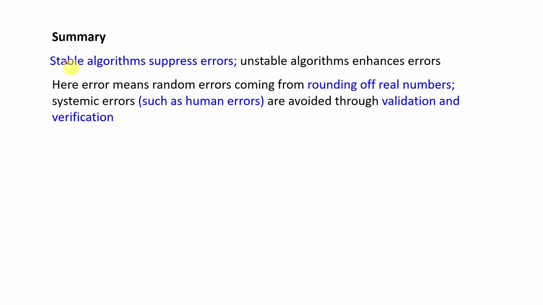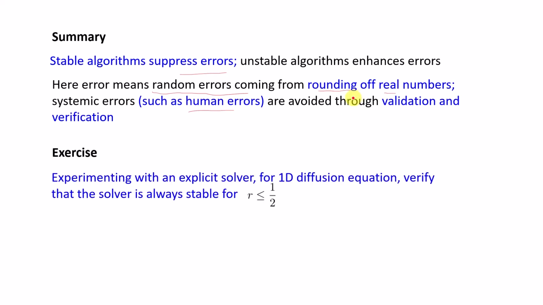So now we are going to summarize. The stable algorithms, as you have seen, will suppress errors, but unstable algorithms will enhance them. Here, of course, error means random errors coming from rounding off of real numbers. Systemic errors such as human errors, I may have made a mistake while writing the program, this kind of errors we are not considering. That kind of errors, we have to take care of through proper validation, verification. Once we are convinced that we are not making any mistake, then only we can talk about this question of stability or question of random errors.